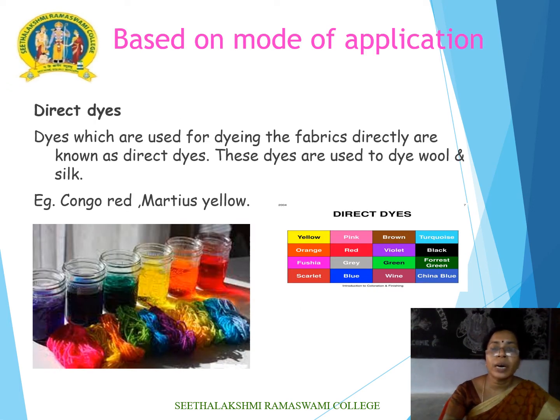Based on the mode of application, dyes can be classified as direct dyes. Direct dyes are used for dyeing the fabrics directly, hence known as direct dyes. These dyes are used to dye wool and silk. Example, Congo red, Martius yellow.